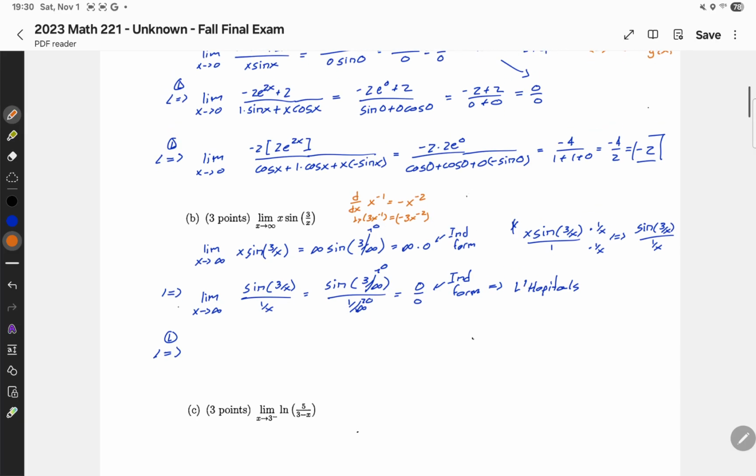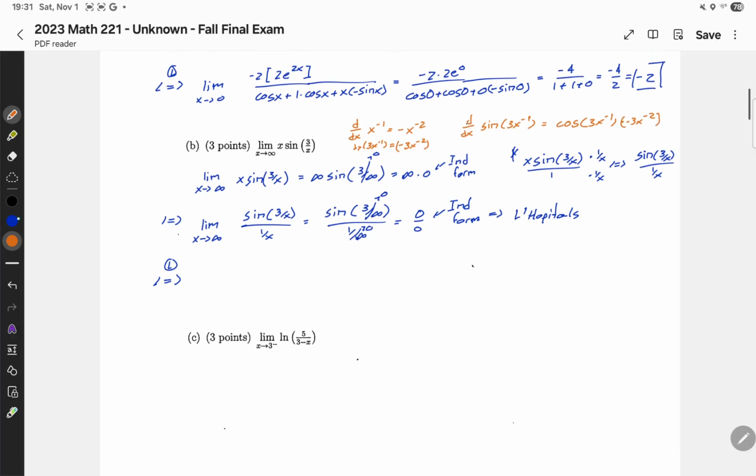All right, so now we can also look at the derivative of sine of 3x to the minus 1. This is just going to be equal to cosine of 3x to the minus 1 times the derivative of 3x to the minus 1, which is our minus 3x to the minus 2. Put some parentheses around here. All right, so now we can apply L'Hopital's.